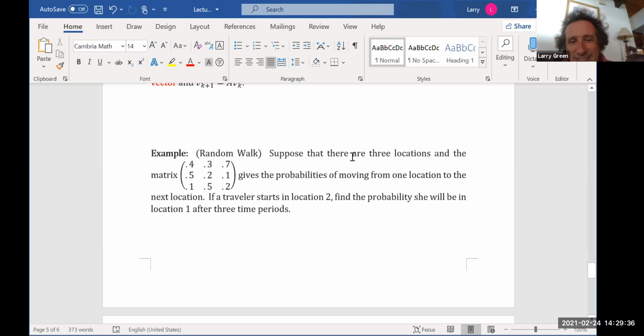So I'm not going to do the tedious stuff. I'm going to say, let's suppose there's just 3 locations. So now we can think of it as, I don't know, California, Nevada, and Arizona, and that's all there is. Got it?